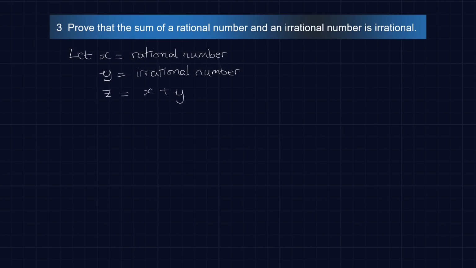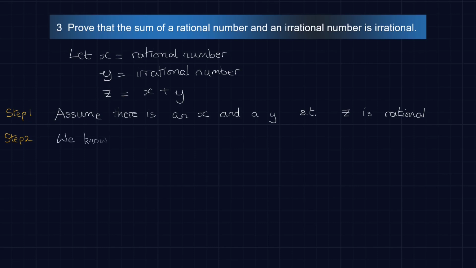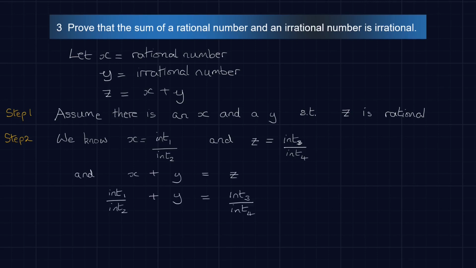Step 1, we assume the opposite, that there is an x and a y where the sum z is rational. x and z are both rational numbers. We could use a, b, c and d, but to make things clearer, I'm going to say let's write x equals integer 1 over integer 2, and z equals integer 3 over integer 4. We know x plus y equals z, which means we can write this. And if we make y the subject, we have this.